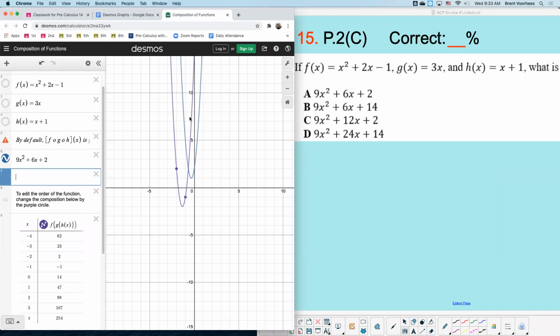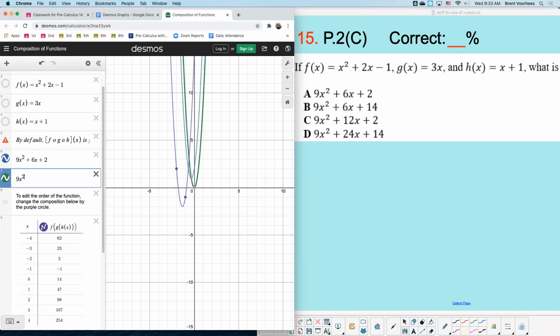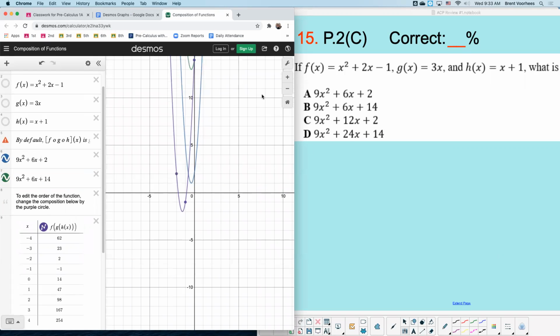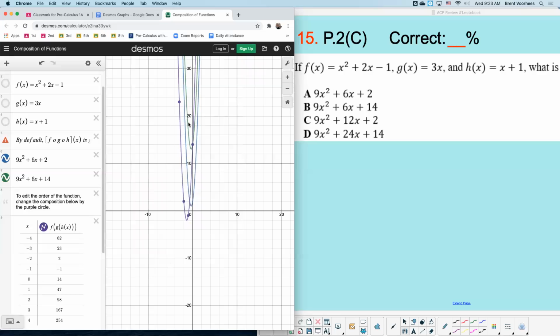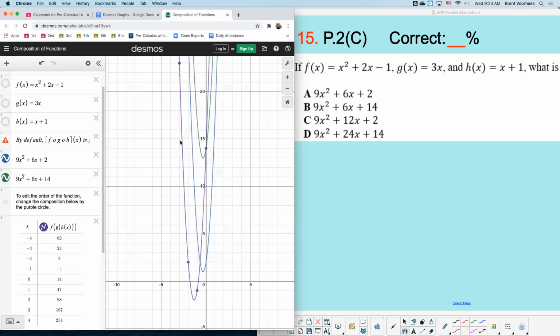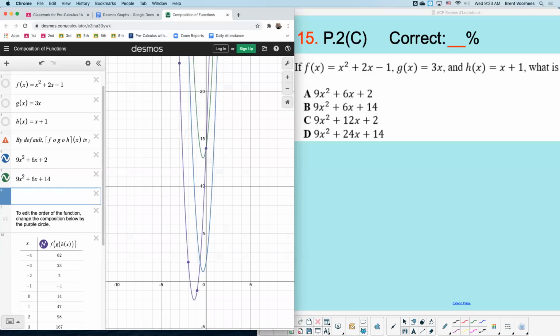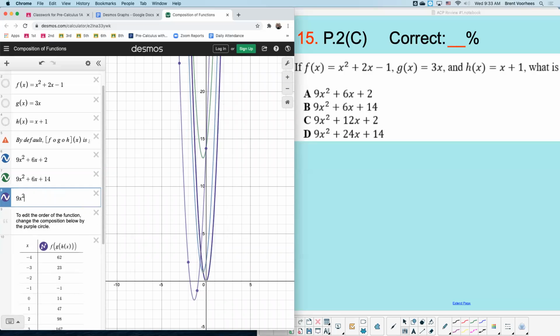I can tell A is wrong because it doesn't overlap. So next one, 9x squared plus 6x plus 14. The green is also wrong. Let me zoom out. See, the green is up here. We're looking for the purple. So the green is wrong. So let's try answer choice C. 9x squared plus 12x plus 2.